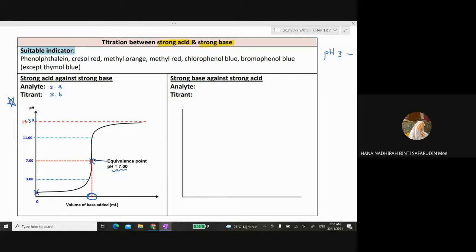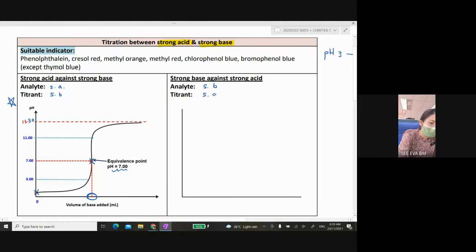Betul? Boleh. So yang lain awak kena sketch. So kalau Madam tukar positions dia: strong base against strong acid. That means strong base is your analyte. Strong base against strong acid. Analyte is strong base or strong acid? Strong base. Strong base is your analyte. Then against titrant, the titrant will be your strong acid.